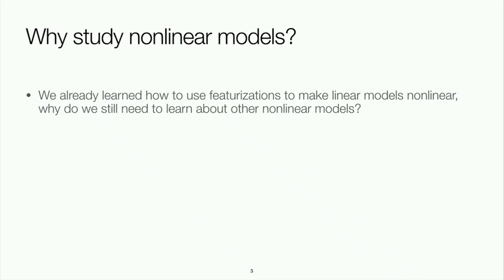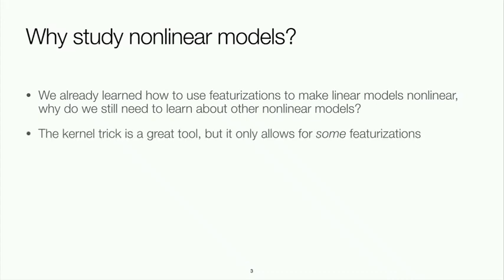Well, if you look closely at some of this kernelization, kernel trick stuff that we've done so far, you might start to notice some of the flaws behind the idea. It's a beautiful mathematical idea, the kernel trick, but it's not without its flaws. It's a great tool, but it really only allows for some featurizations, those featurizations phi that can be written down as a simple inner product between the different featurizations of data points. That's what we're limited to when we talk about the kernel trick.